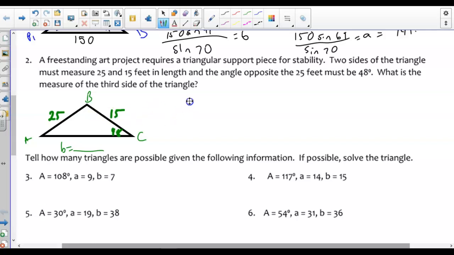How I'm going to do that is I'm going to go side 15 over, and I'm going to find this angle right here first, A. So 15 over sine of angle A equals 25 over sine of 48. So when we cross multiply, you end up with 25 sine of A.